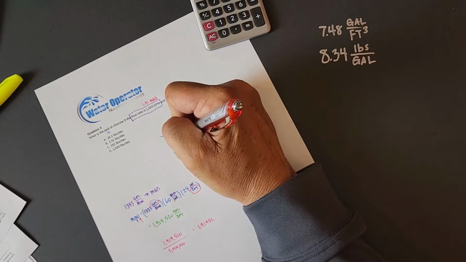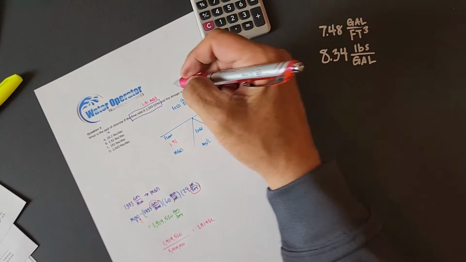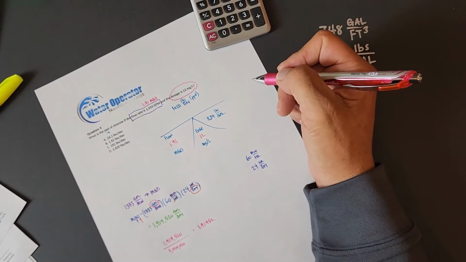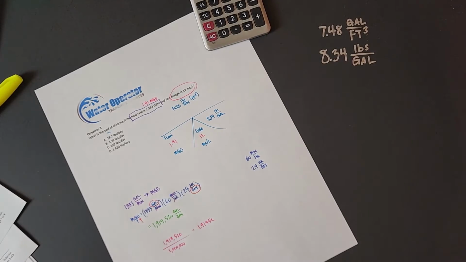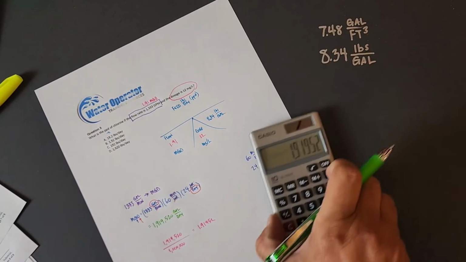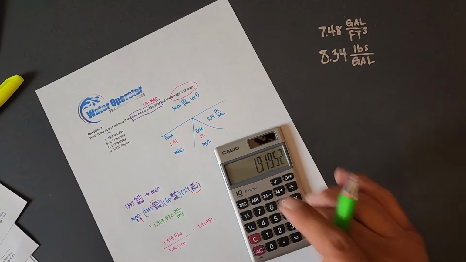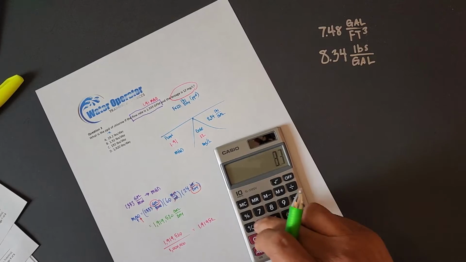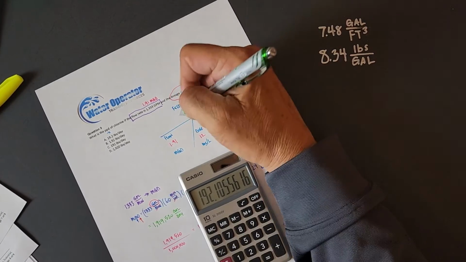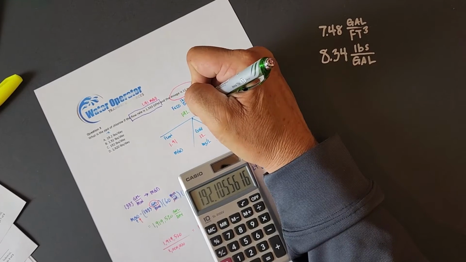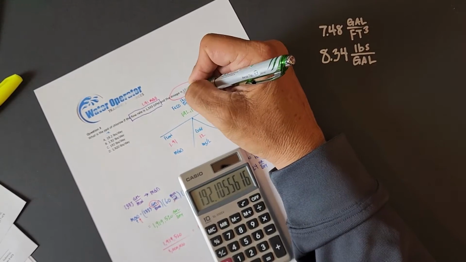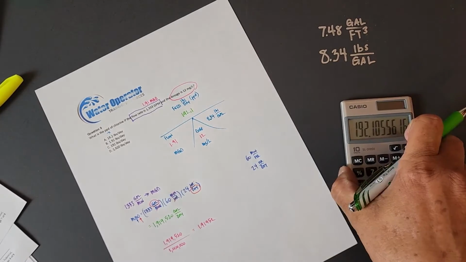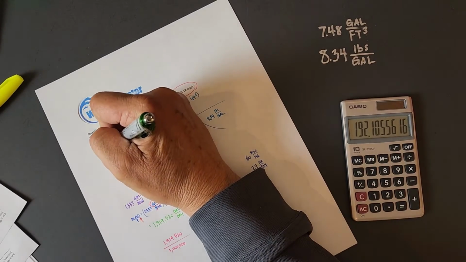We'll put 1.91 there. Our dose is 12 milligrams per liter. So let's take that 1.91, multiply it by 12, and then multiply it by 8.34, and that's going to give us 192.1 pounds per day. It looks like the best answer is C.